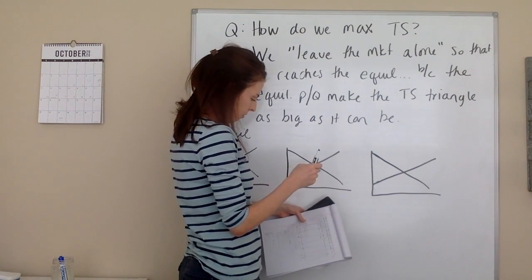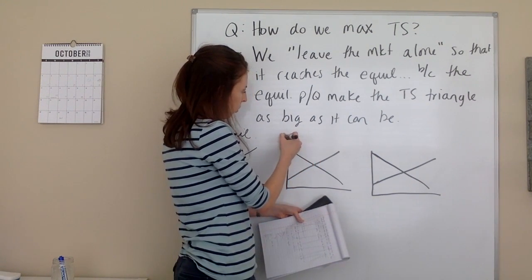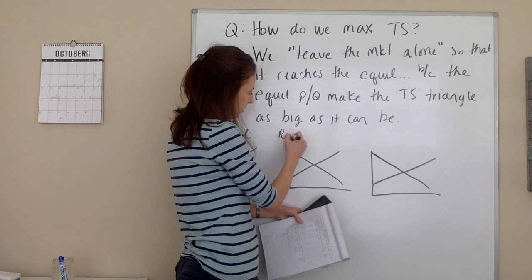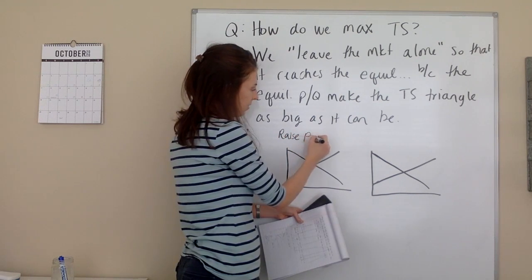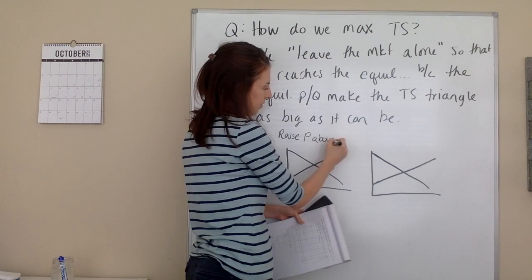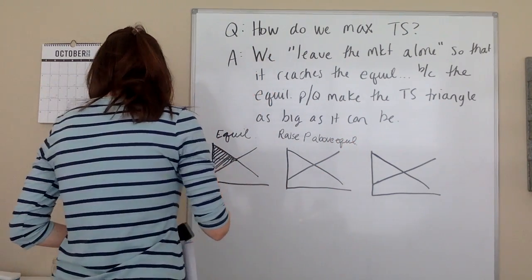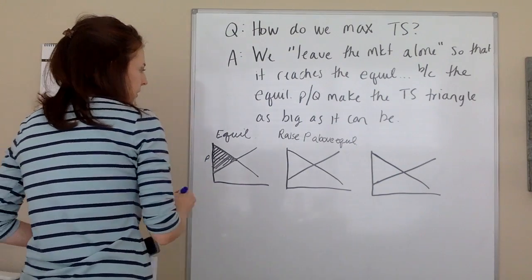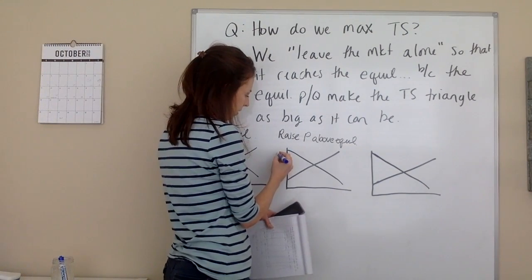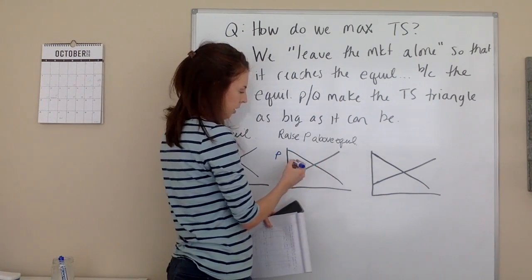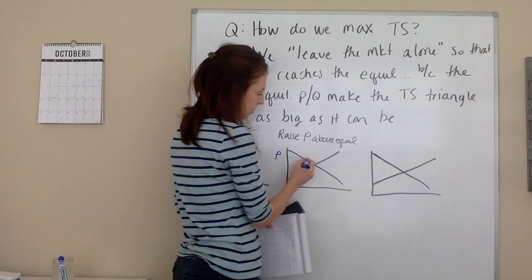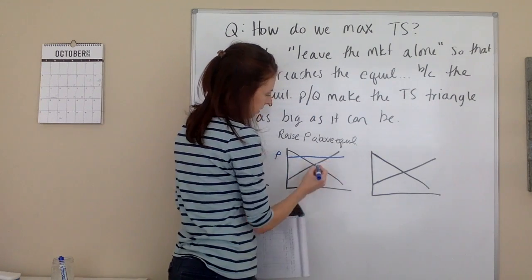Okay, what if we raised the price above the equilibrium price? What would happen? Well, if we raised the market price above the equilibrium price, and say we somehow intervened in the market, or the government did, and they made the price up there.